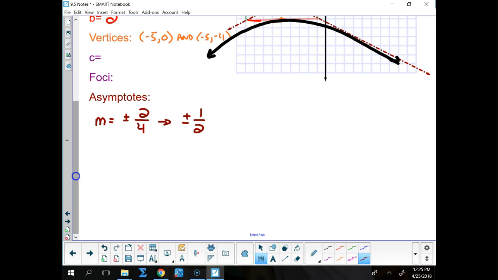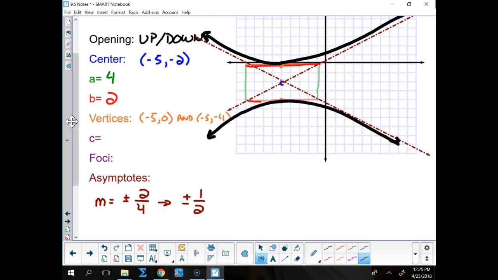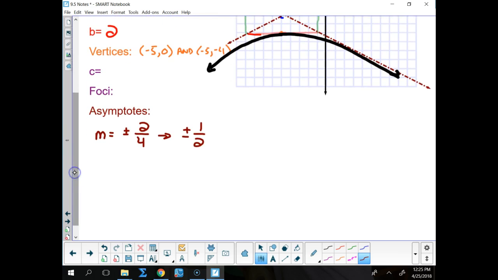Did we luck out in this case? No, we did not luck out in this case. So we have to use this formula: y minus k equals plus or minus b over a times x minus h. And we have to use it twice, once with the positive slope, once with the negative slope. I can't just stick plus or minus in there.